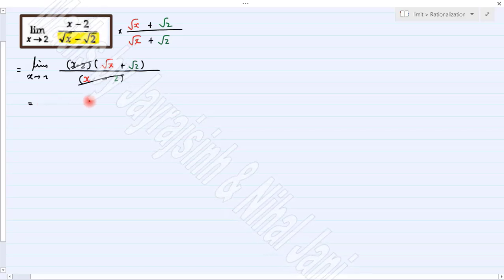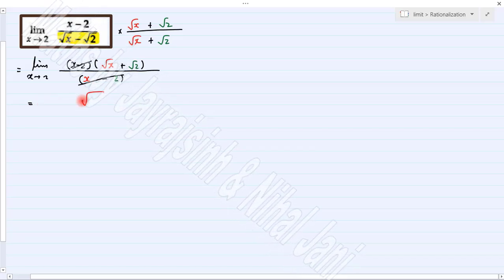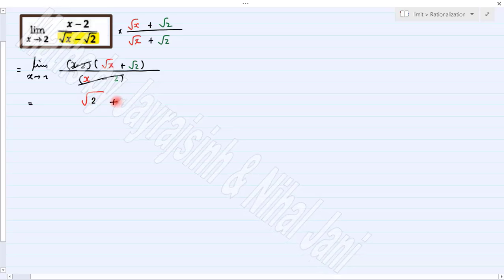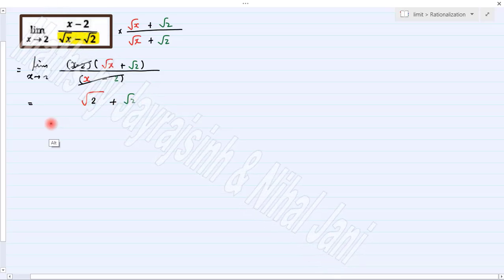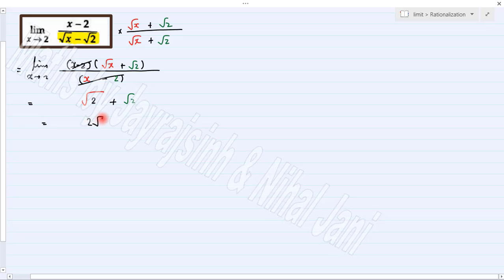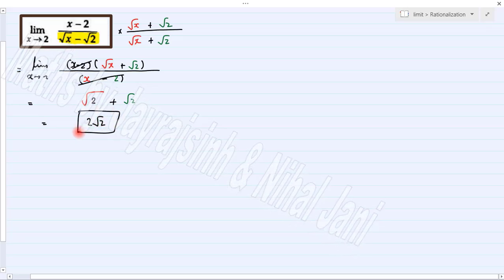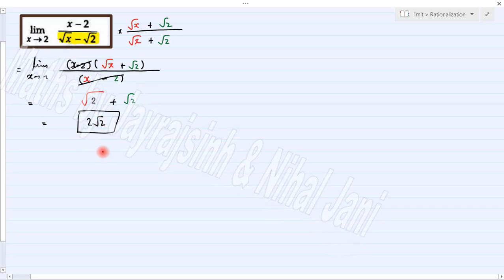And we are ready to substitute our limit. Just replace your x by 2. So you'll get root 2 plus root 2, which will give us 2 root 2 as your final answer. Ta-da!